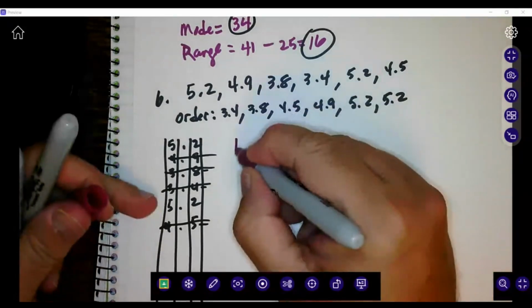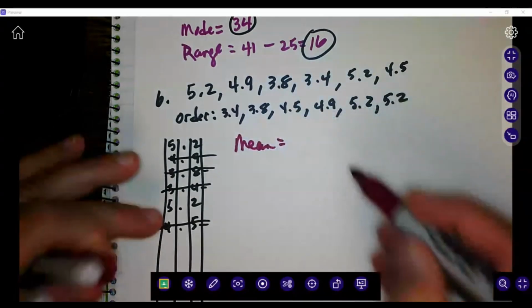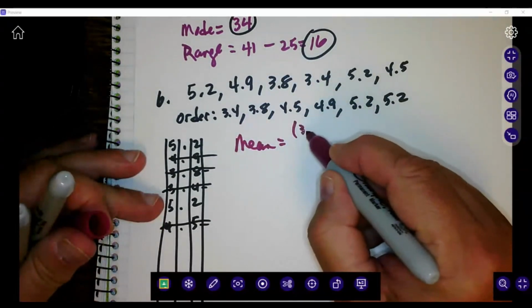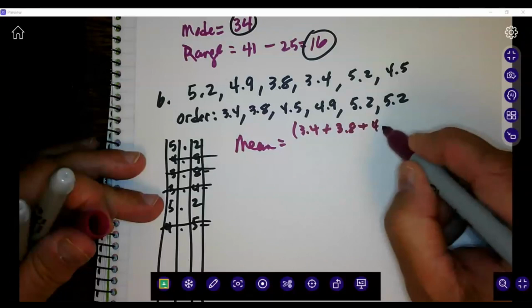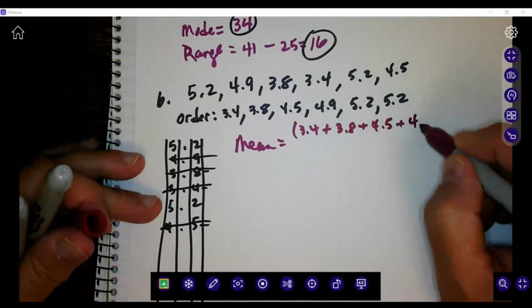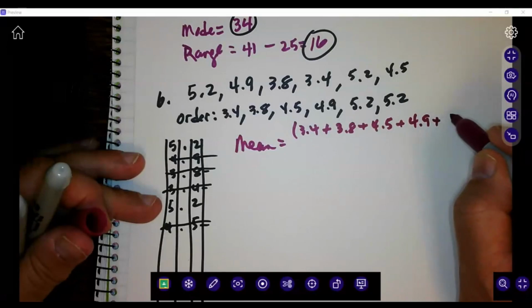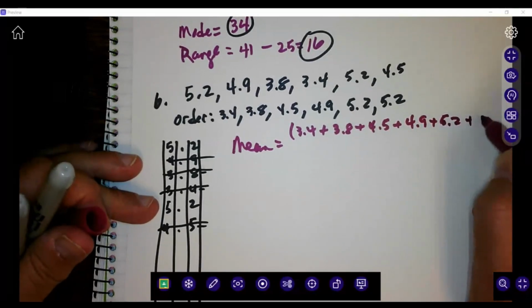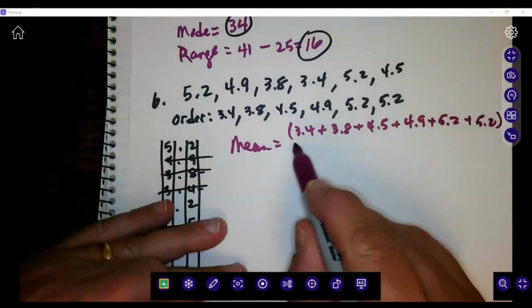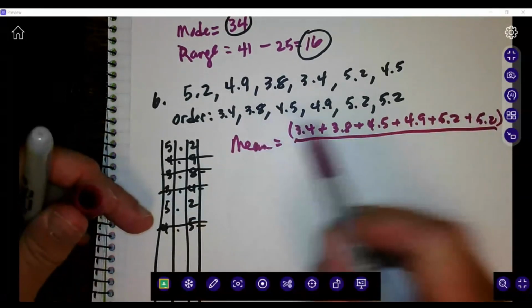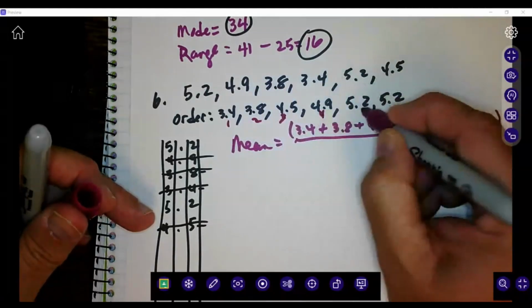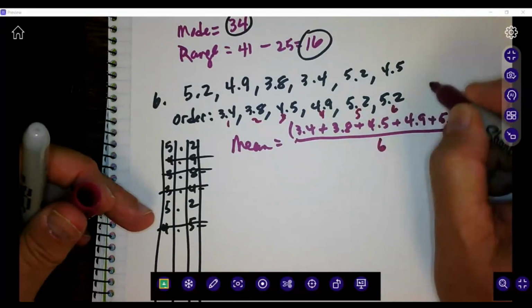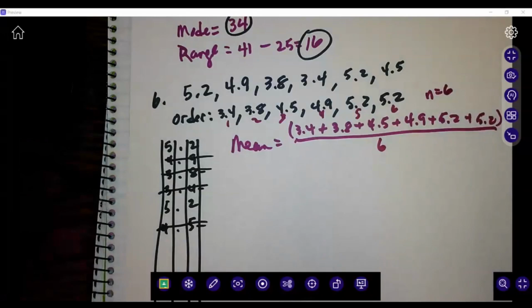Now, if I'm going to find the mean, I add these up: 3.4 plus 3.8 plus 4.5 plus 4.9 plus 5.2 plus 5.2, divided by the number of items. We have 1, 2, 3, 4, 5, 6. So N is 6. Our number of items is 6.